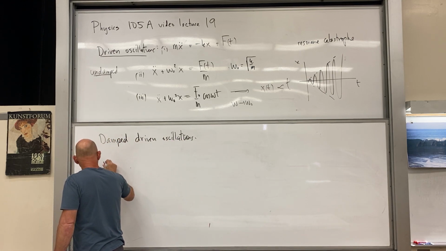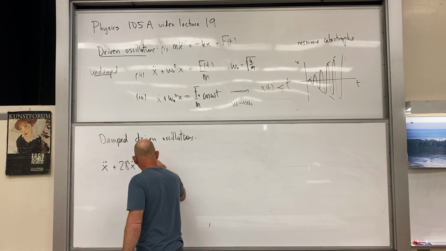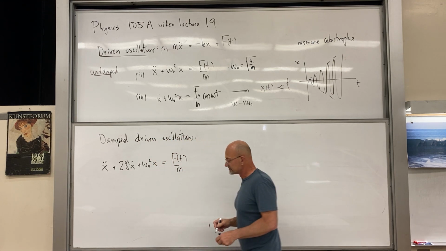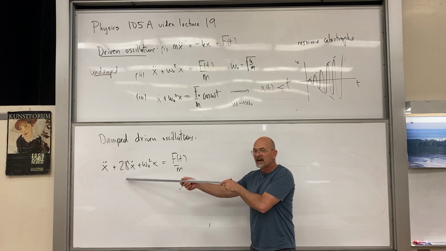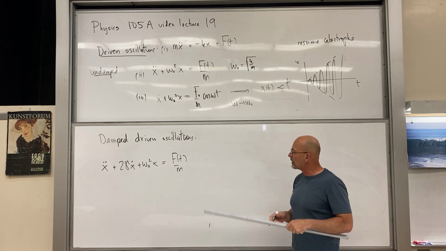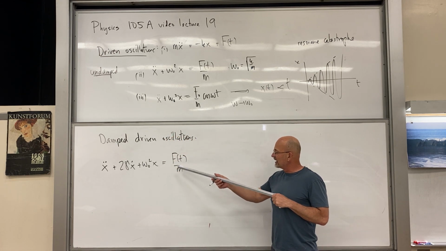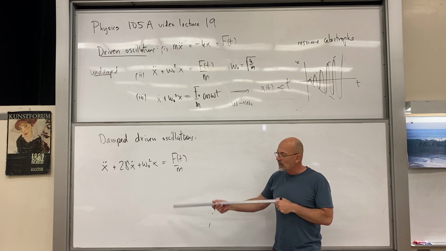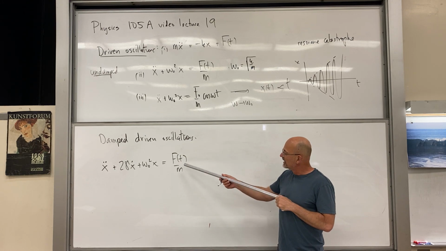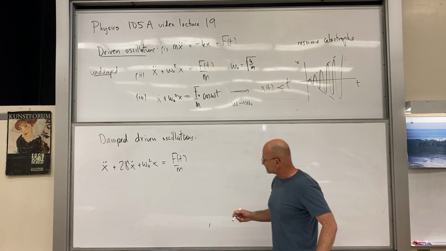So x double dot plus 2 gamma x dot plus omega naught squared x is equal to f of t over m. Now we've studied this left side of this equation when the driving force is equal to 0, okay? And we know the answer. I had mentioned before, you have the solution to the homogeneous equation, which is when the force is 0, and the solution to the inhomogeneous equation is when the force is there, okay? And that's what we have to find this time.